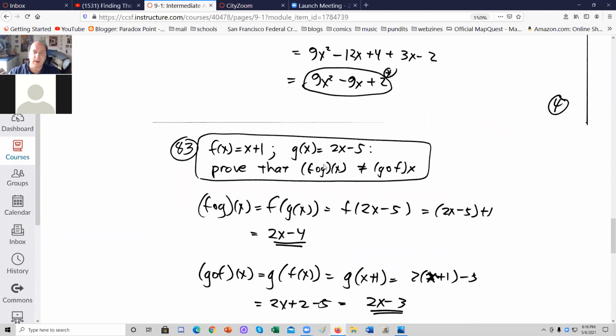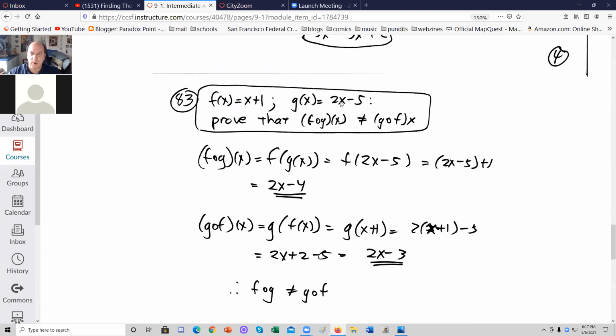All right, here we have f of x is x plus 1, g of x is 2x minus 5. Prove non-commutativity: f of g of x is not g of f of x. Well, f of g of x is f of 2x minus 5. F of something is that thing plus 1. 2x minus 5 plus 1 comes to 2x minus 4. G of f of x is g of x plus 1. G of a thing is twice that thing minus 5, so twice x plus 1 minus 5. After a bit of churning, 2x minus 3. These are clearly different by 1.